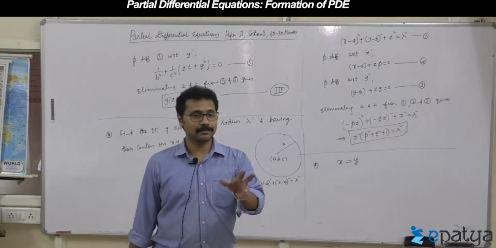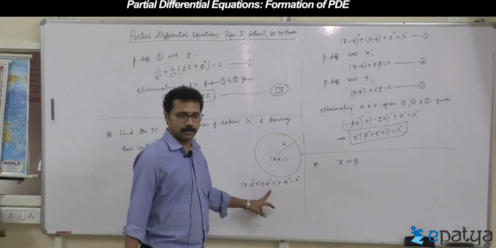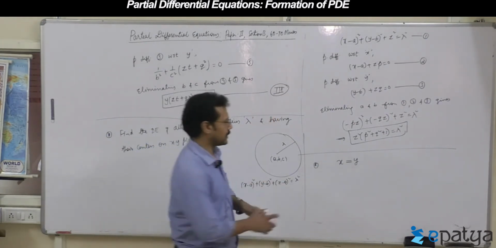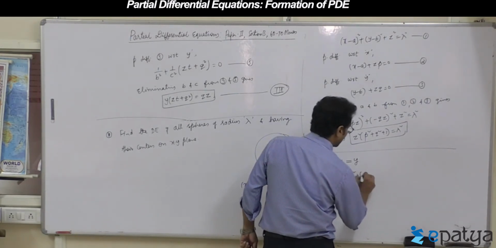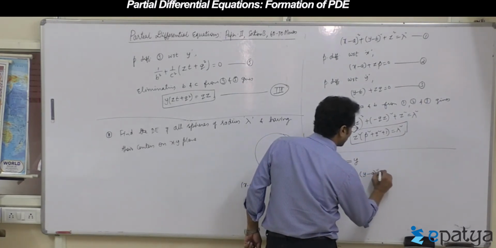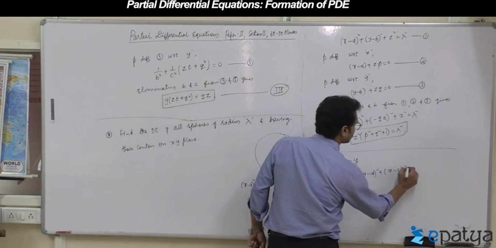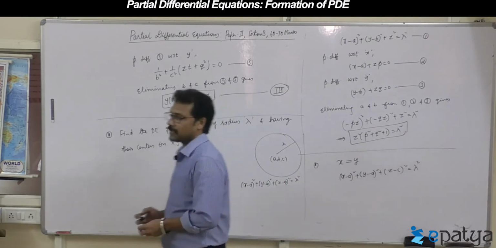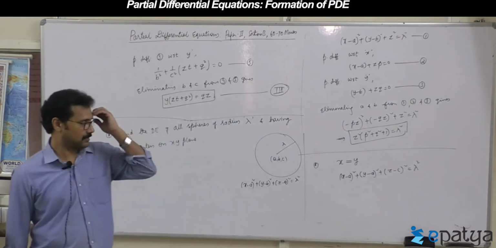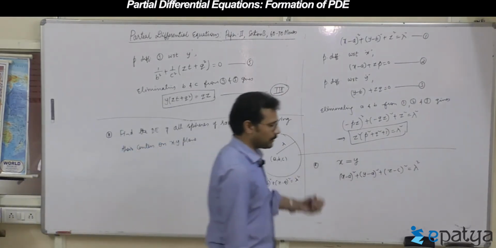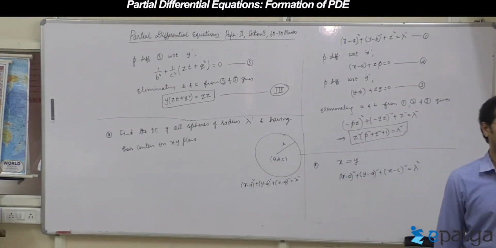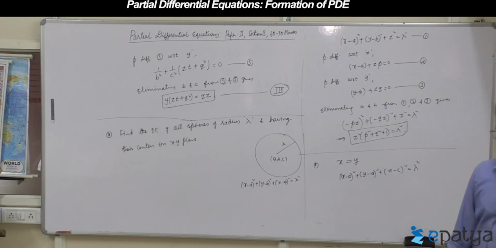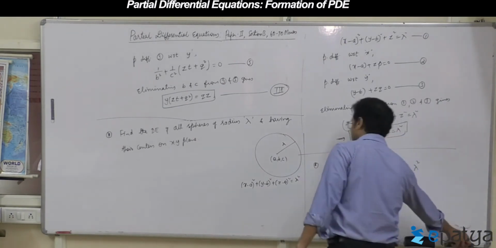Then A becomes equal to B. If A and B become equal, C is some different. That means such spheres will be x minus a whole square plus y minus a whole square plus z minus c whole square equal to lambda square. How many arbitrary constants? 2. How many independent variables? 2. Elimination of arbitrary constants leads to first order. Get the answer. Make it fast.